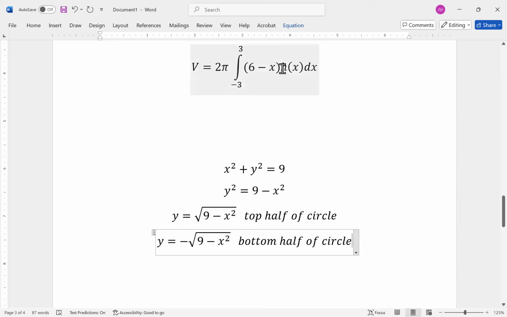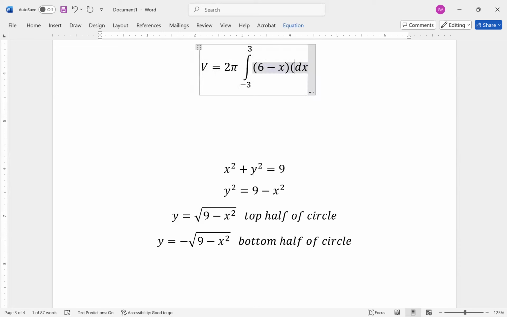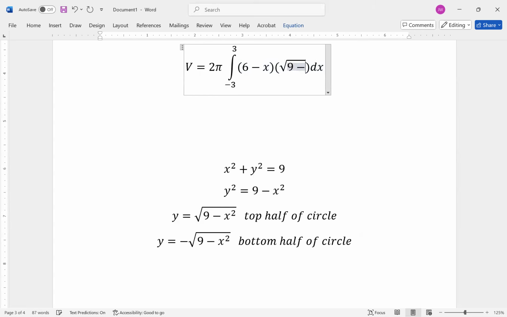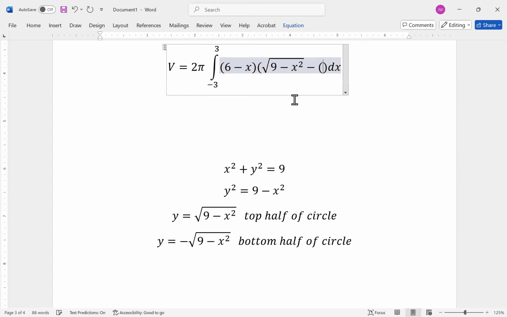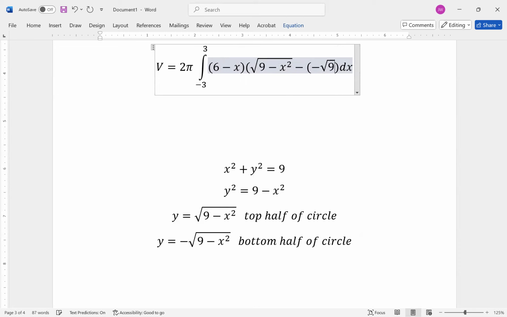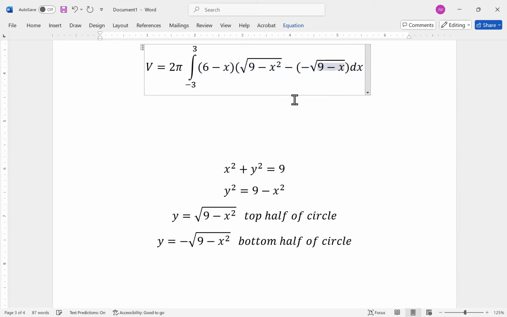So when we talk about the height of the cylinder or the height of the rectangle that I drew, it's going to go from the top half, which is the square root of 9 minus x squared, down to the bottom half, which is the negative of the square root of 9 minus x squared.